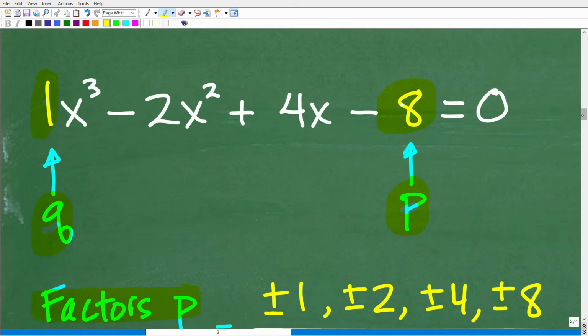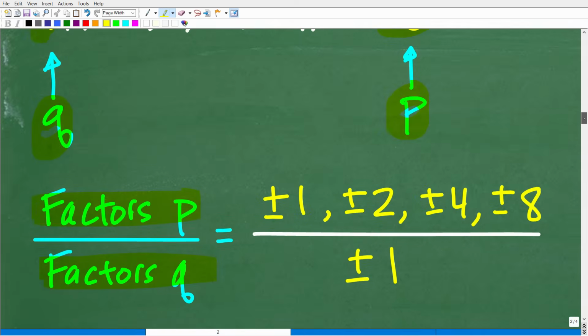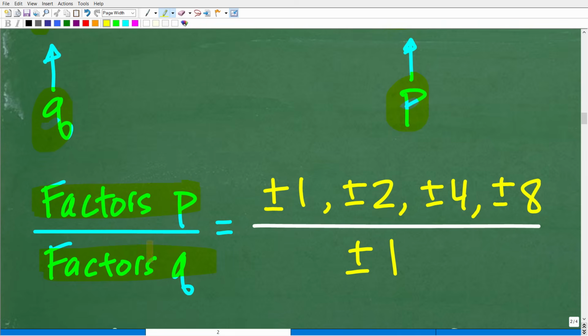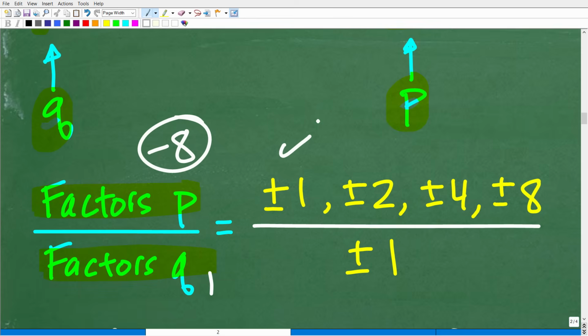So we're going to list all the factors of P and Q, and we're going to create a fraction. The factors of P over the factors of Q. So this is 8 and this is 1. It doesn't make a difference if it's negative or positive. We're still going to have the same factors. So what are factors of 8? Well, positive and negative 1, because -1 times -8 gets us to +8, or -1 times +8 gets us to -8. It's always going to be positive and negative.